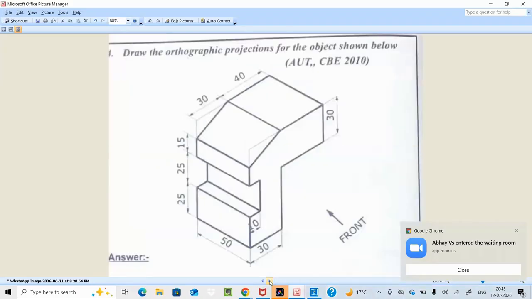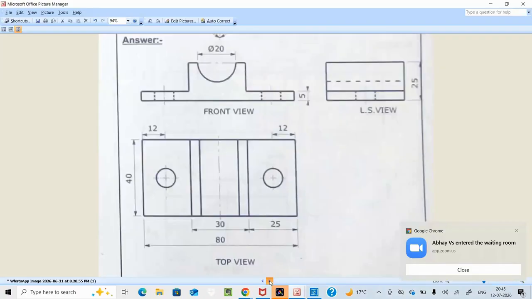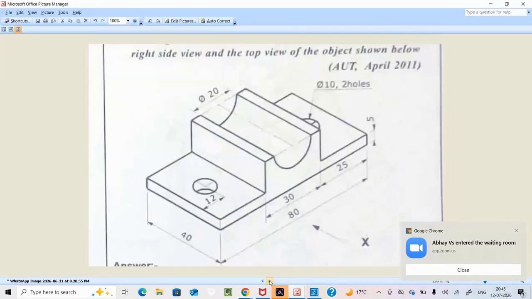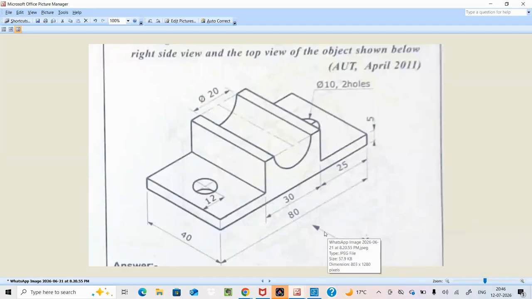Next, this was the first drawing. Next, I'll show the second drawing. We'll just go with simple drawings and we can see. Everyone, are you able to see the drawing? Yes, sir. This arrow mark indicates that is the front view.